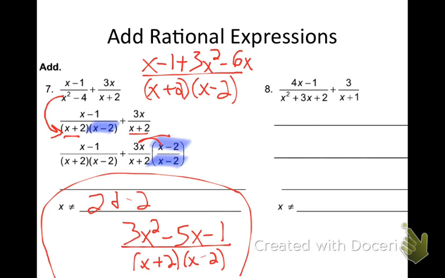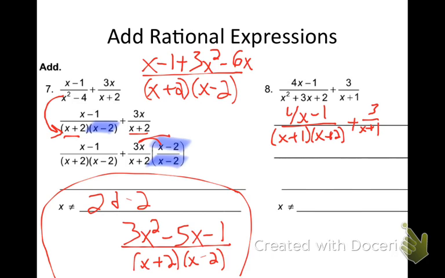I have 4x minus 1 over x squared plus 3x plus 2 plus 3 over x plus 1. So the first thing I want to do is factor the left side. That gives me 4x minus 1 over two numbers that multiply to get 2 and add to get 3. Anybody? 1 and 2. So x plus 1 and x plus 2. Plus 3 over x plus 1.